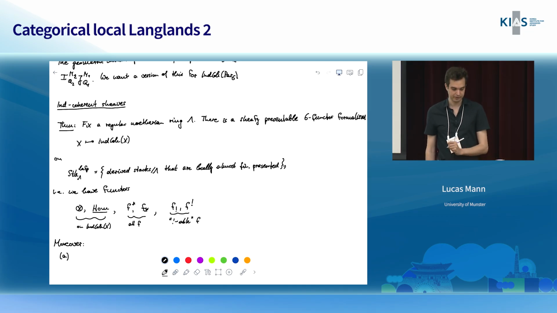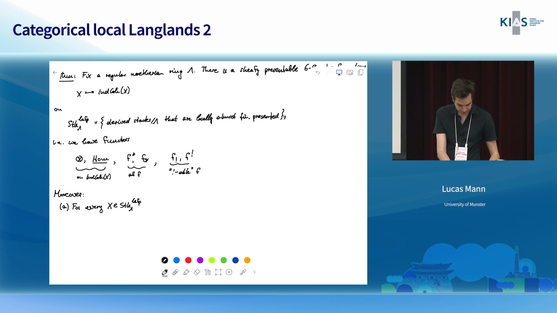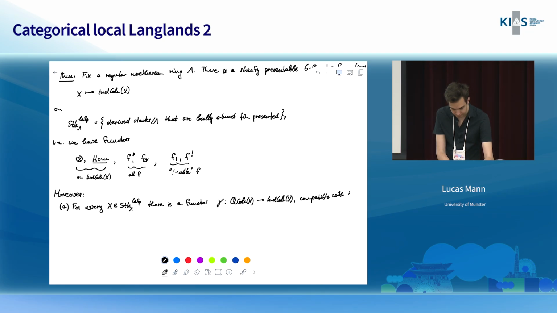So how do I construct anything in this IndCoh? Well, one thing that's really nice about it is that there's, in fpqc, for every X in my category of stacks, there is a functor Gamma from QCoh X to IndCoh X, and this functor is compatible with tensors and pullbacks. Okay, so that's already quite nice.